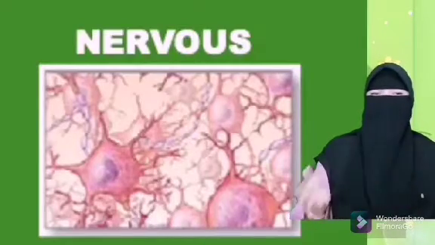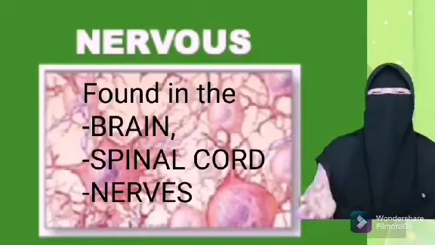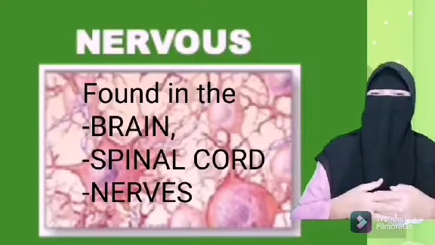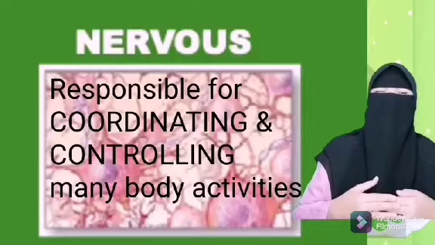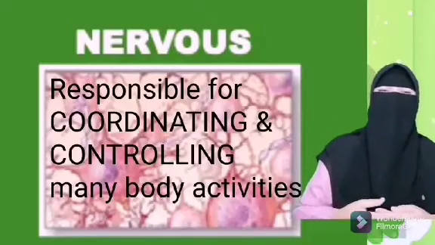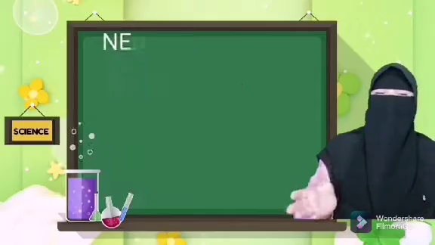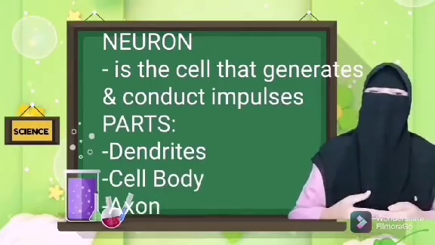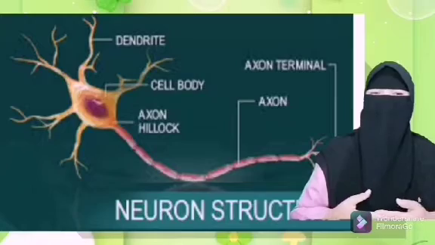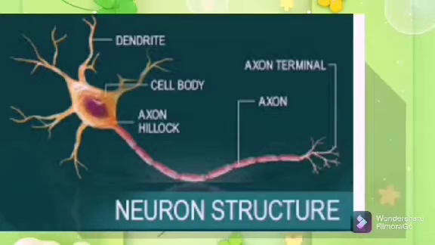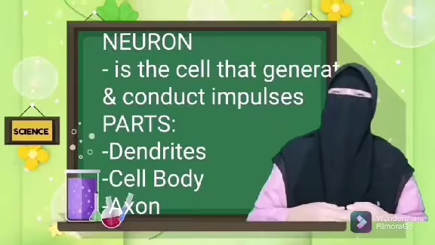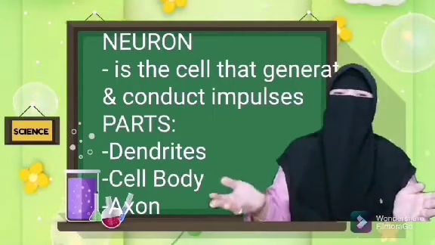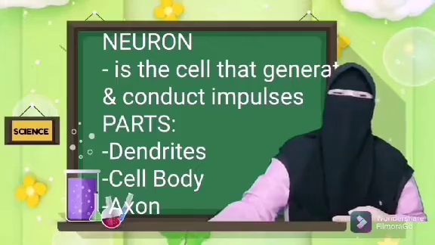We have also the nervous tissues. It is found in the brain, the spinal cord, and the nerves. It is responsible for coordinating and controlling many body activities. The cells in nervous tissue that generate and conduct impulses are called neurons or nerve cells. Neurons have three principal parts: the dendrites, the cell body, and the axon.